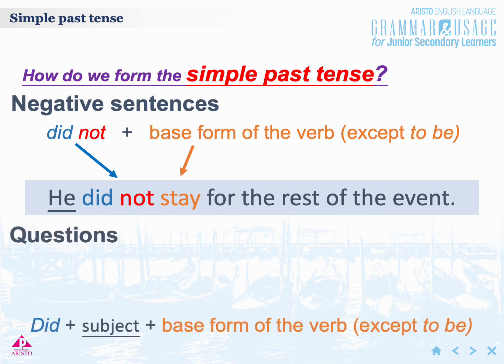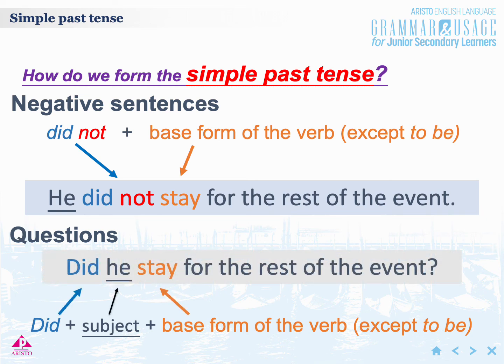If we want to ask a question in the simple past tense, we put did at the start of the question, followed by the subject, and then finally the base form of the verb. Like in this example, did he stay for the rest of the event?